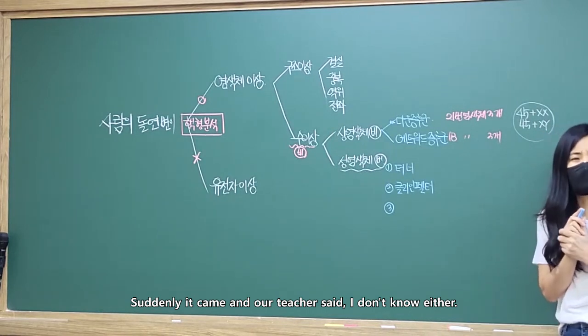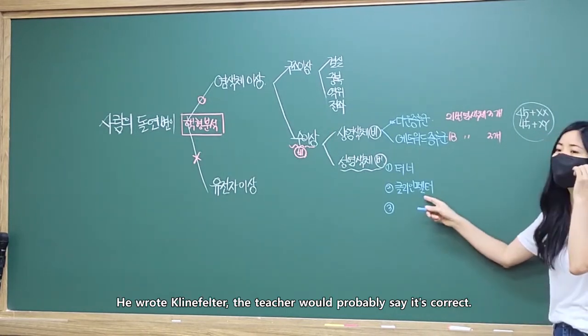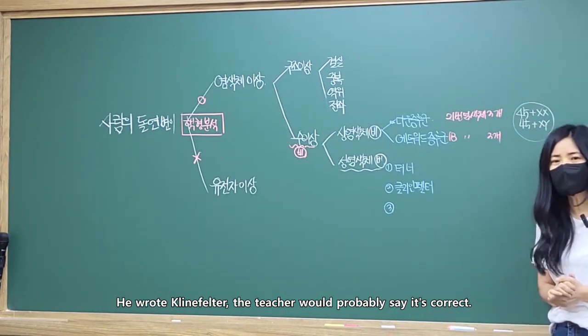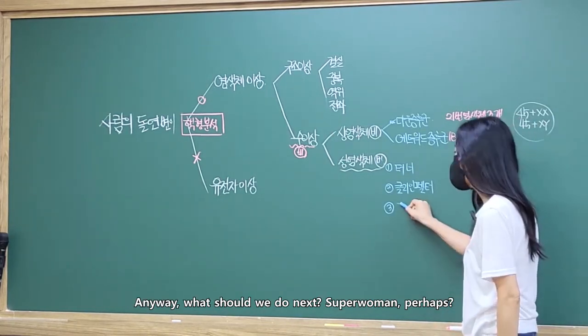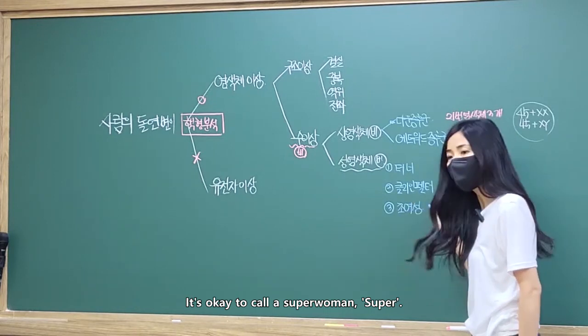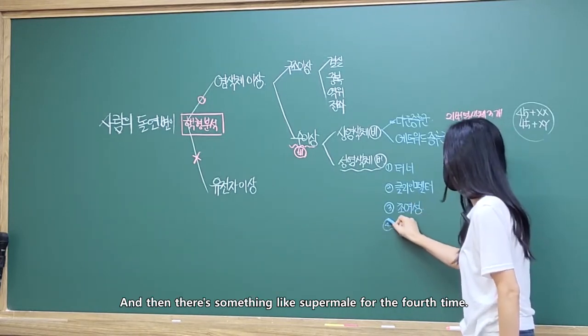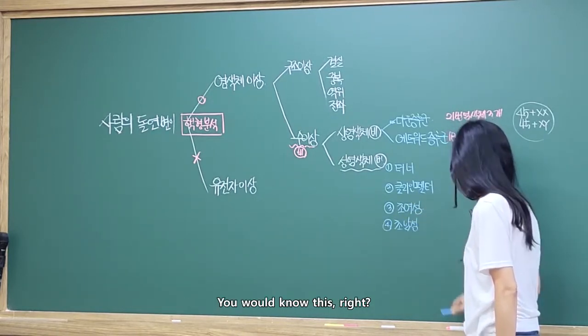Suddenly it came and our teacher said, I don't know either. He wrote Klinefelter, the teacher would probably say it's correct. I don't know either. Anyway, what should we do next? Superwoman, perhaps? It's okay to call a superwoman super. And then there's something like supermale for the fourth time. You would know this, right?